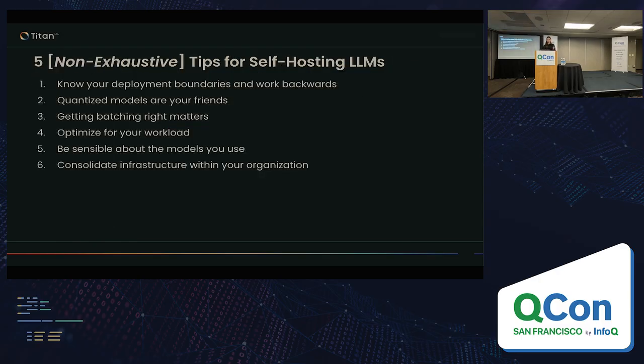So there's my 6 non-exhaustive tips for self-hosting LLMs. Know your deployment boundaries and work backwards. If you do know this, everything else becomes much easier. Quantized models are your friends. They might seem scary because they affect the model, but they're actually, on the whole, much better. Getting batching right really matters for your GPU utilization. Optimize for your particular workload. You have a superpower that the API providers do not, which is you know what your workload will look like. Be sensible about the models you use, and then finally consolidate infrastructure within your organization.